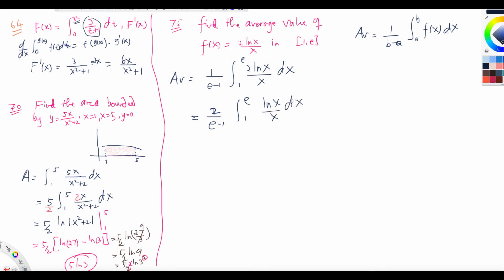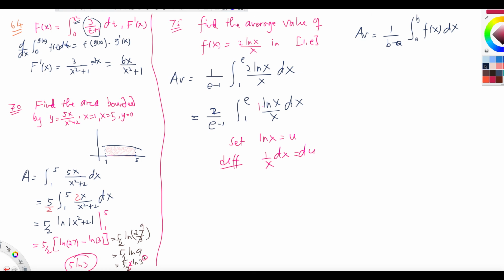Okay, so tell me, how do I find the integral of this? Is the derivative of the denominator function the numerator? No, because the derivative of x is 1, right? So it is not there. So how do I do that? Again, do the u substitution. Set natural log of x equal to u. Find the derivative: the derivative of natural log of x is 1 over x, so (1 over x) dx equals du.